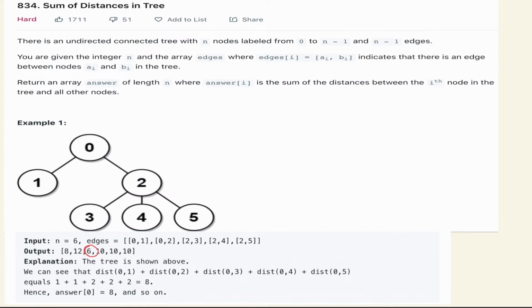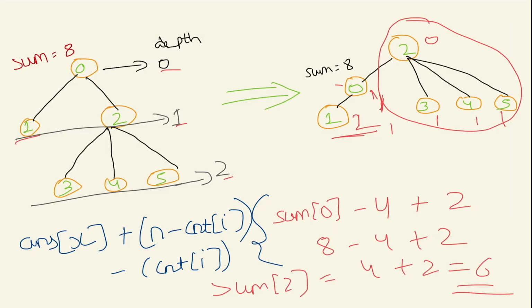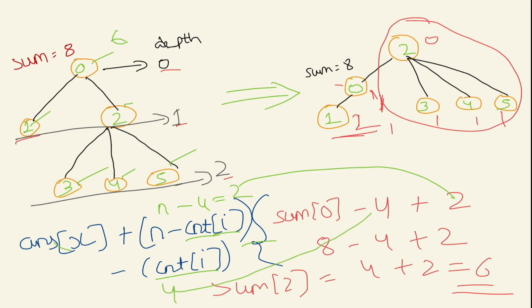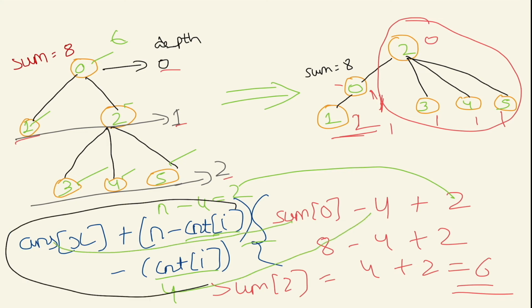So this way we will calculate for all the other nodes. From here we can understand that our formula will be like this: answer of x plus n minus count of i minus count of i. Here n is 1, 2, 3, 4, 5, 6, so in total we have 6 nodes. From that, count of i represents the subtree count. So subtracting n minus 4 will give 2. And here the count represents 4. So from here we can see this one is this and this one is this, and this is linked to this. So we will use this formula to solve this problem.